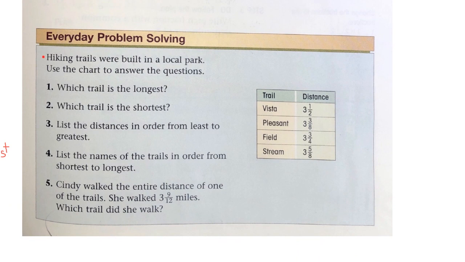Hiking trails were built in a local park. Use the chart to answer the questions. Which trail is the longest? So here we have 4 different mixed numbers, but they have different denominators. So we should make all of these have the same denominator so we can more easily tell which is less and which is more. We have a 2 and an 8 and a 4 and another 8.